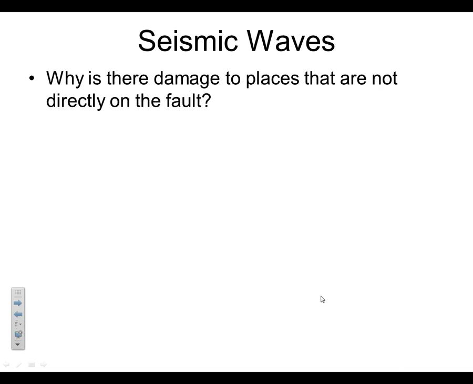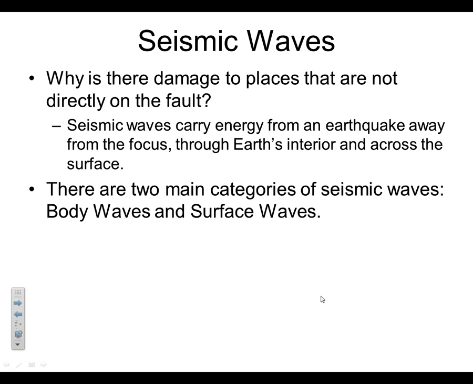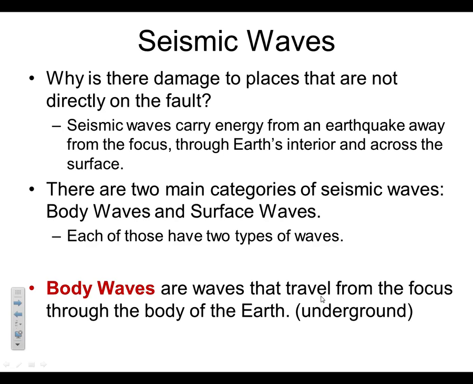Today we are talking about seismic waves. And I start with the question, why is there damage to places that are not directly on the fault? Well, it's because seismic waves carry the energy from an earthquake away from the focus through the Earth's interior and across the surface. We saw that with the picture that we drew earlier.